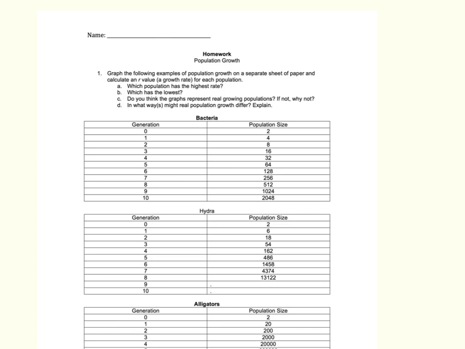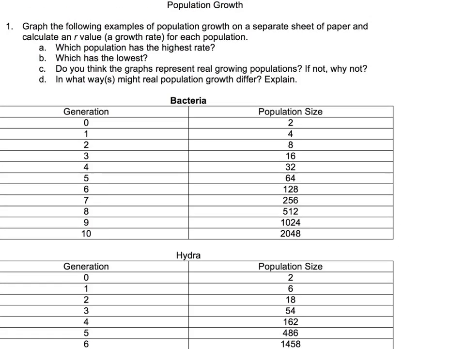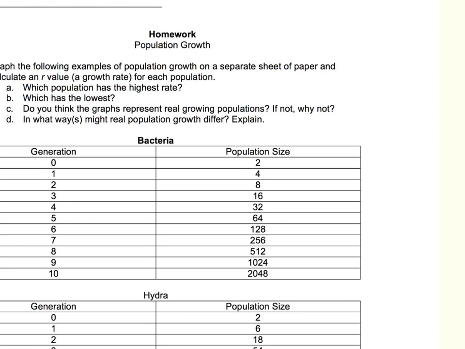Okay, so for the homework, here's number 1, and just like they did in the lab, you're going to find the R. They're going to graph it on a different piece of paper. I'm not going to do that here, but they all look very exponential-ish. But they're going to calculate the R, and to do that, they're going to go from generation 1 to generation 2. Alright, so we're looking at these two right here.